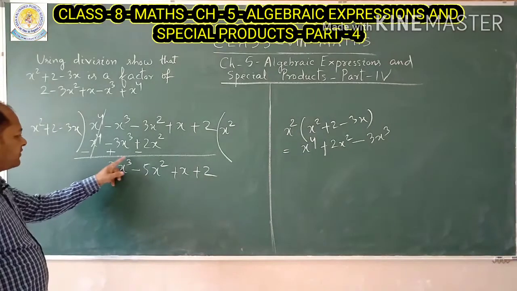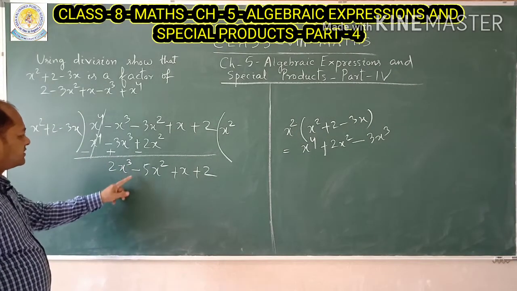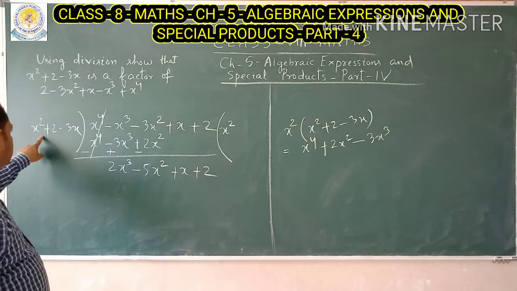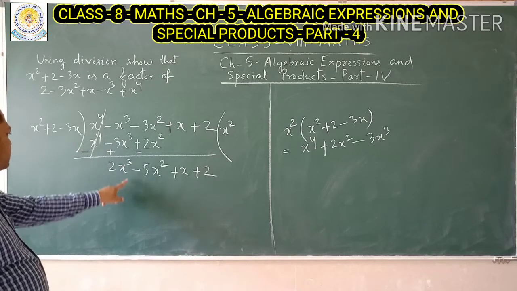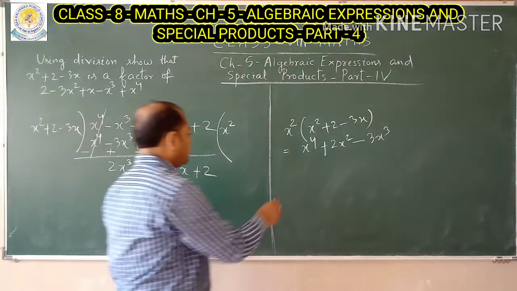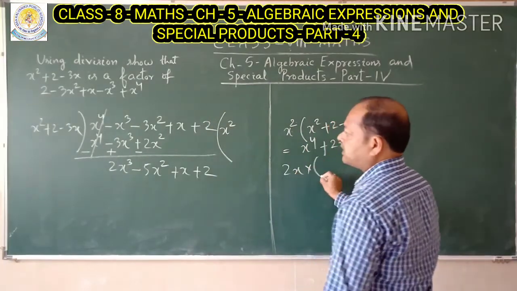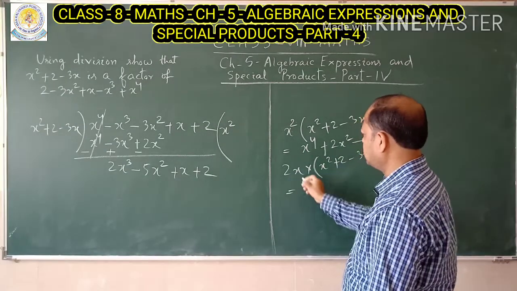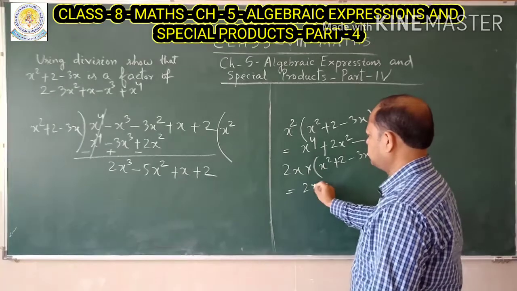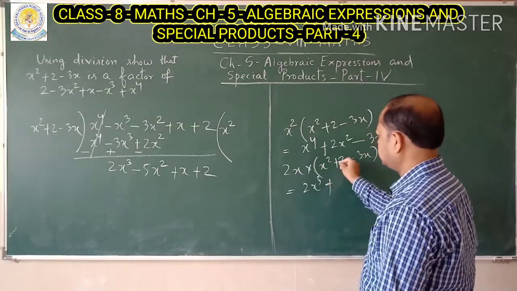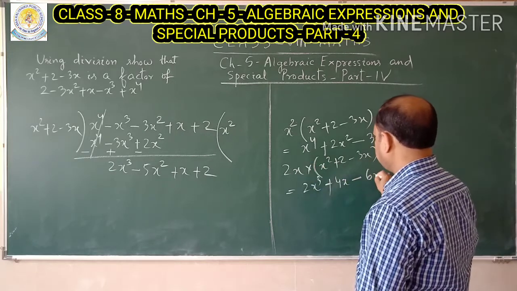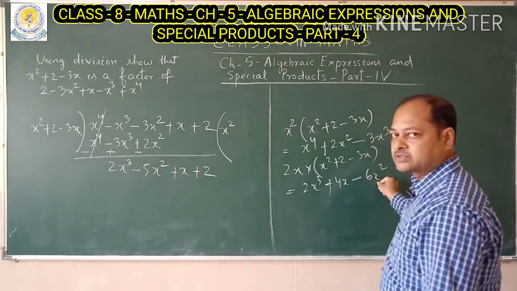Now look at the first term here. After the minus, the first term coming is 2x to the power cube. So what will we multiply with this term x square plus 2 minus 3x so that the first term of the dividend will come 2x cube? Definitely it will be 2x. If you multiply 2x with the term x square plus 2 minus 3x, how much is it coming? 2x into x will be 2x cube, plus 2x into 2 will be 4x, minus 2 into 3 will be 6x square, because x into x is x square.